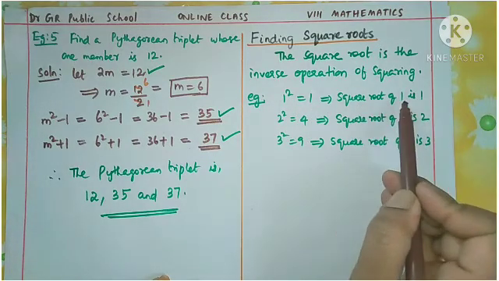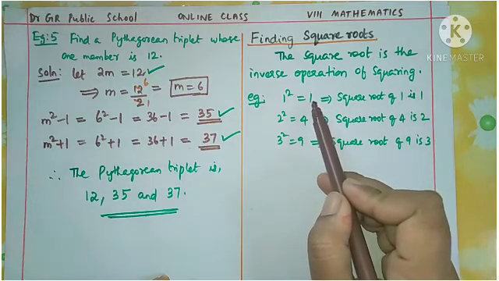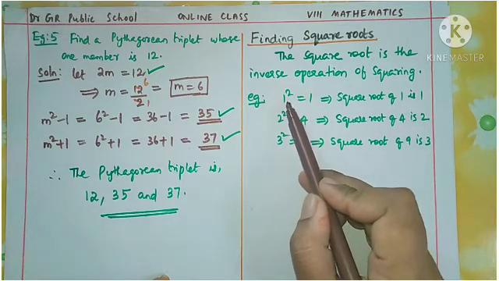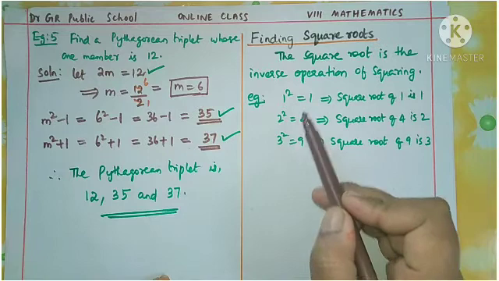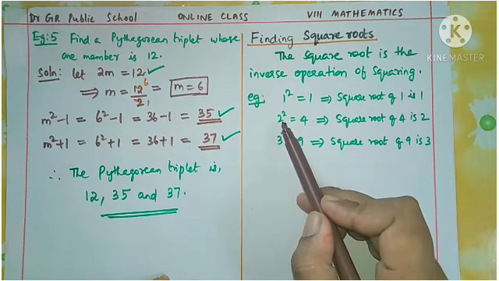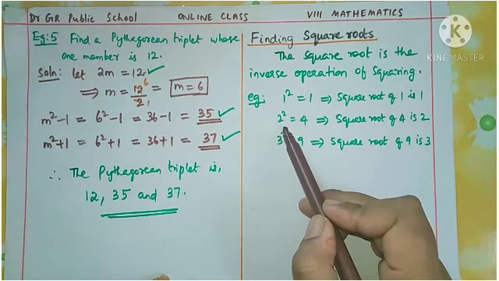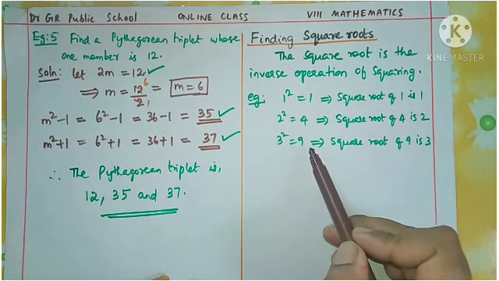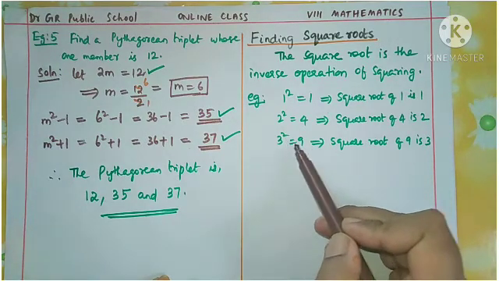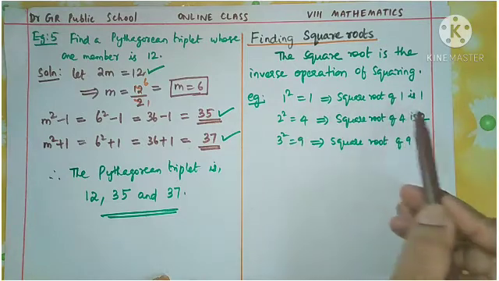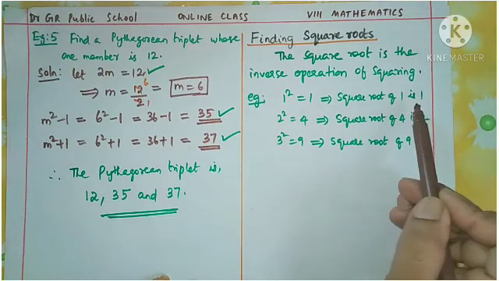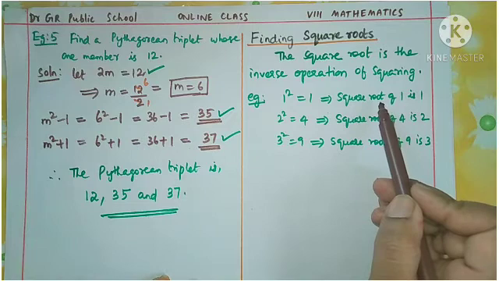Square root of 1 means when this 1 is multiplied 2 times, we will get 1. Similarly, 2 is multiplied 2 times, we will get 4. So square root of 4 is 2. Similarly, square root of 9 is 3. Understand? So square root is the inverse operation of squaring.